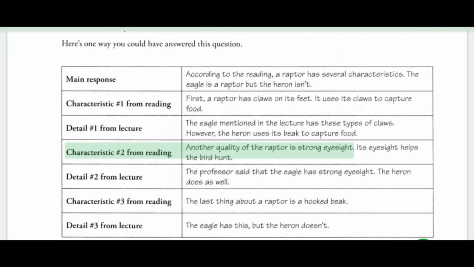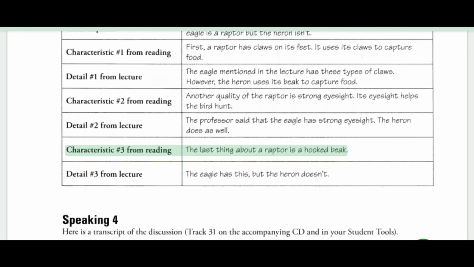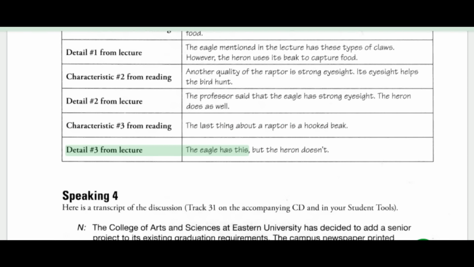Characteristic number 2 from reading: another quality of the raptor is strong eyesight. Its eyesight helps the bird hunt. Detail number 2 from lecture: the professor said that the eagle has strong eyesight. The heron does as well. Characteristic number 3 from reading: the last thing about a raptor is a hooked beak. Detail number 3 from lecture: the eagle has this, but the heron doesn't.